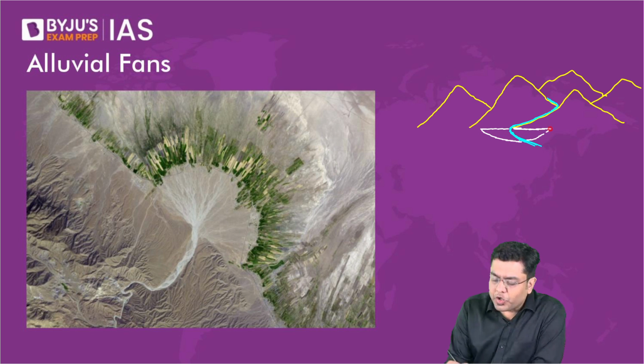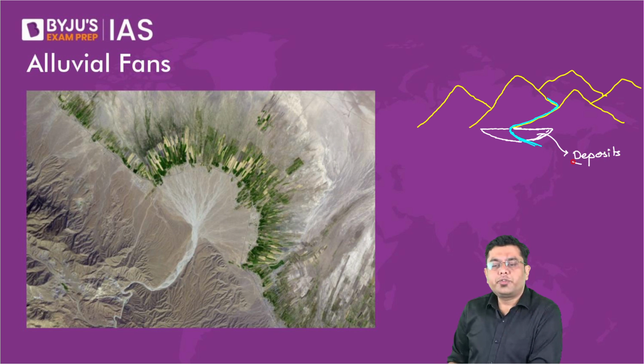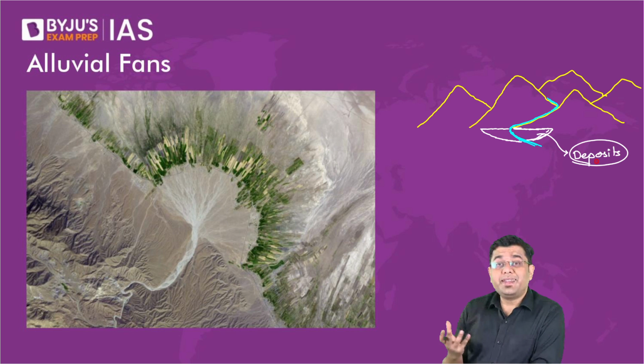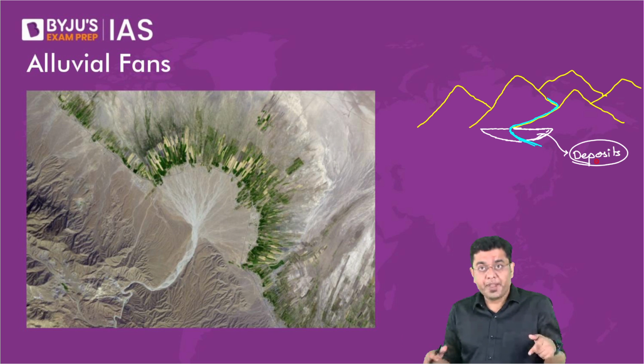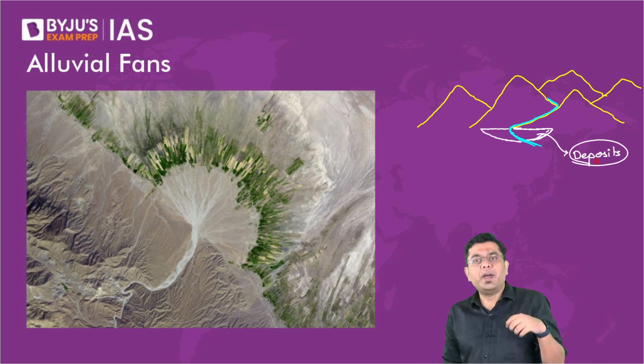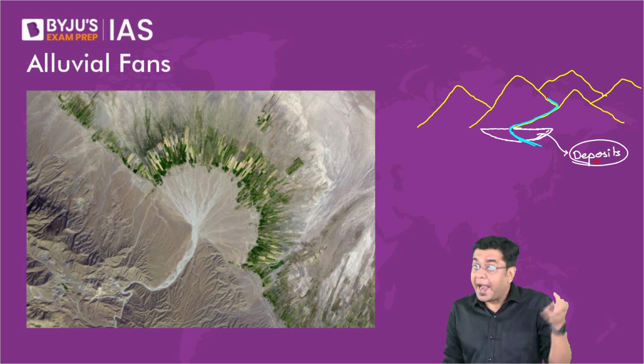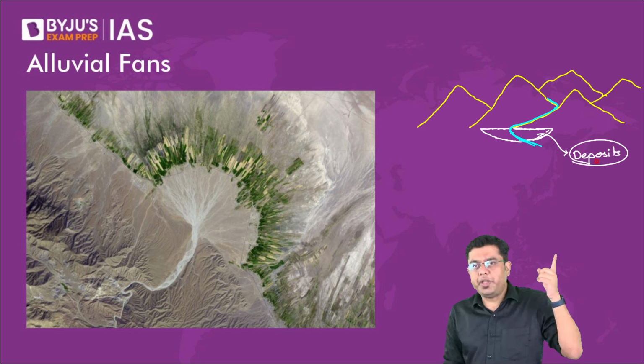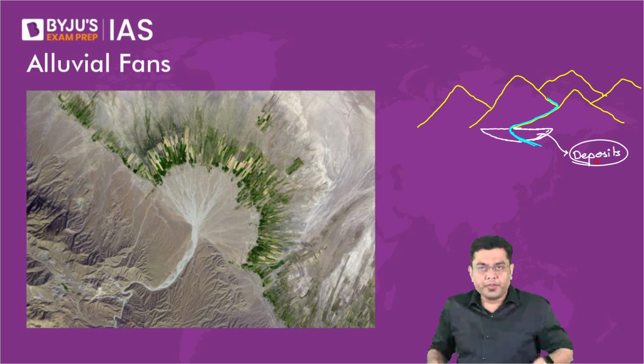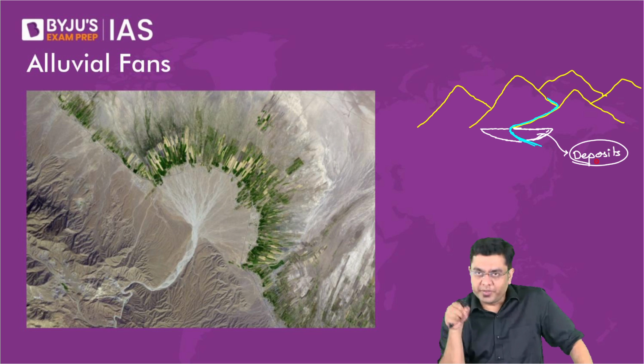Now, in the majority of cases, these deposits are created in a traditional fan-like shape. That is why they are referred to as alluvial fans. And when we talk about fans, please don't look at your ceiling fan, which has three blades. Here it is a semicircle. So this is the traditional shape of the fan, and that is how the deposit is formed.